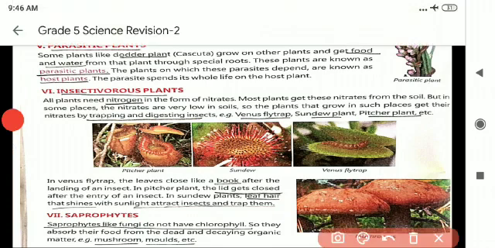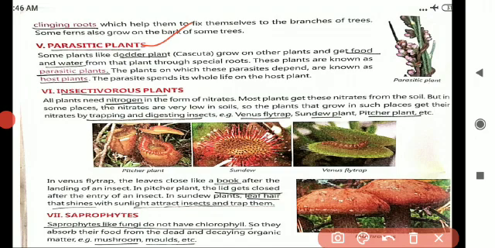Parasitic plants. Some plants like the dodder plant grow on other plants. Here you can see this parasitic plant. This one is the host plant, this one is the parasitic plant. It gets food and water from the host plant through special roots. This one is known as a parasitic plant. It always depends on the host plant.